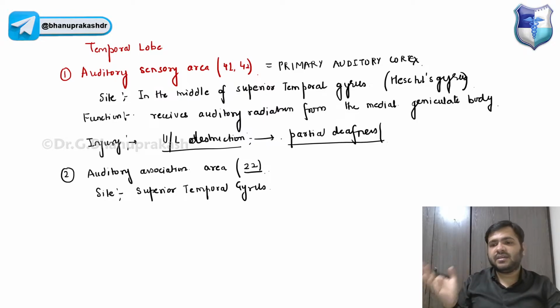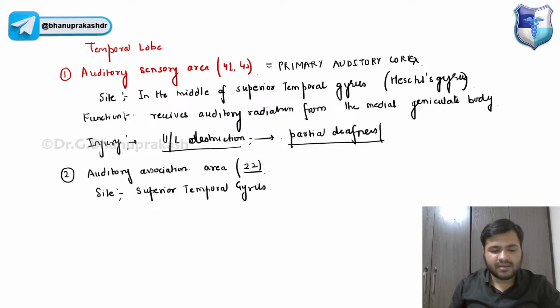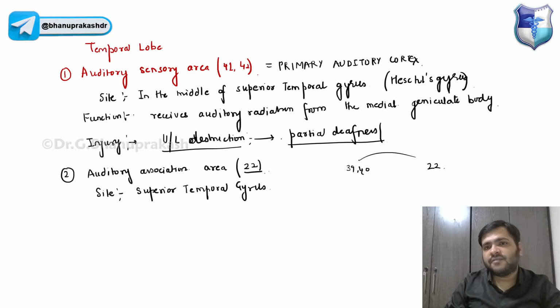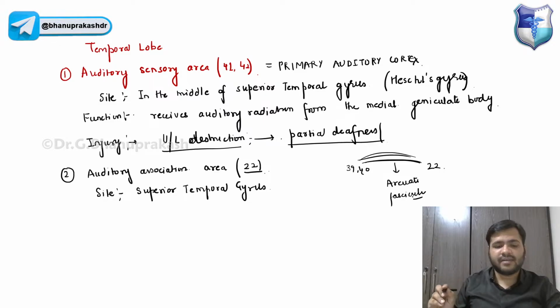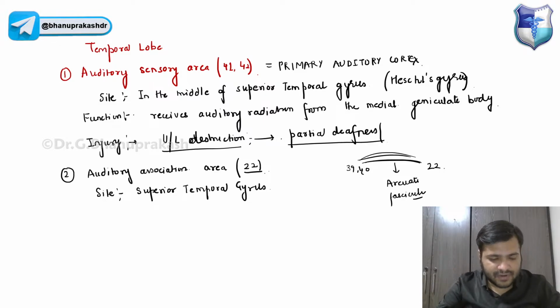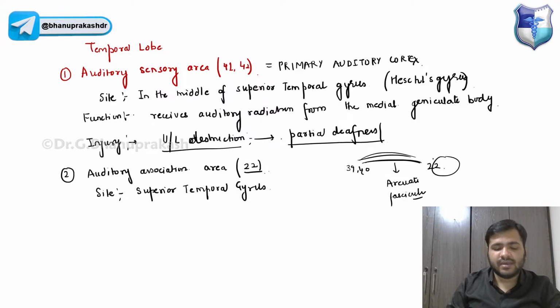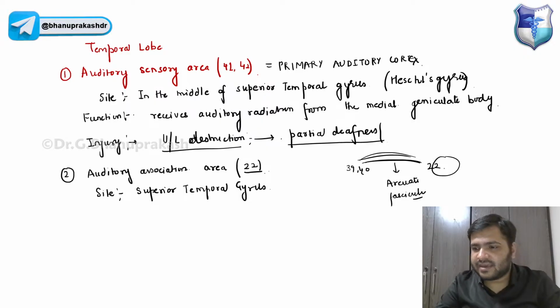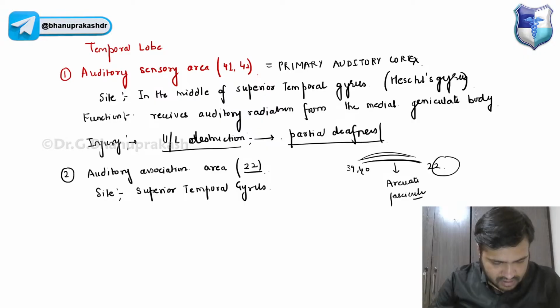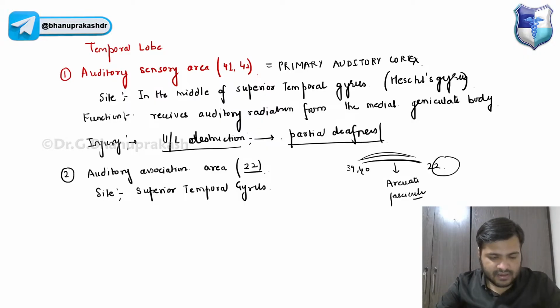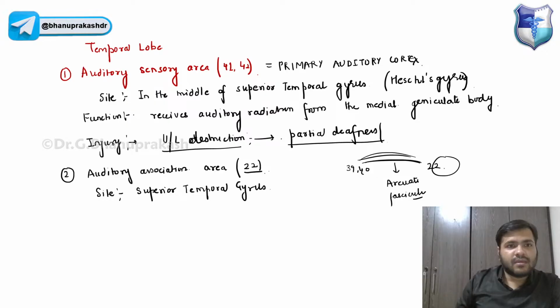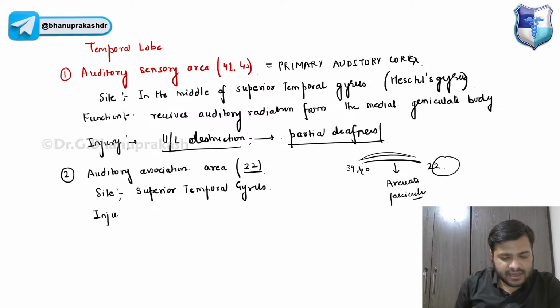Now this Wernicke's speech area is connected to the Broca's area. Area 22 is connected to areas 39 and 40 via the arcuate fasciculus, and combined, that is called the Wernicke's area. So remember this. Now, what will happen if there is injury to this area?